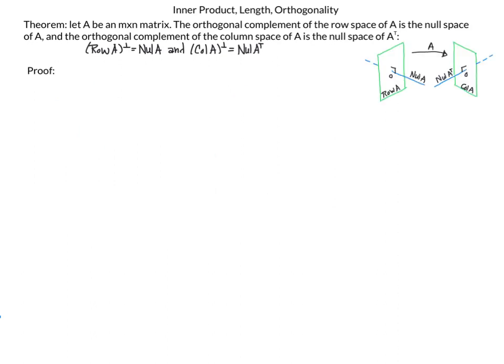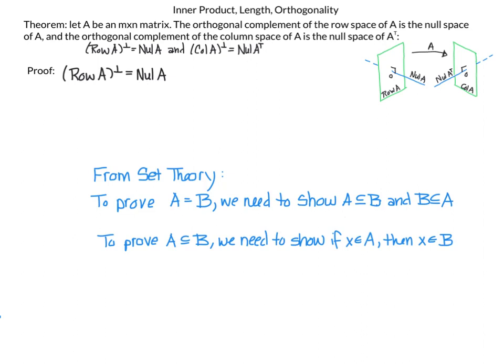I put the drawing over here for your reference, and we'll start the proof that the row of A perp is equal to the null of A, and also the column of A perp is equal to the null of A transpose. What we want to prove first is the first part of this theorem, that the orthogonal complement of row A is equal to the null of A. And to do that, we're going to use the standard techniques of proving these things from set theory.